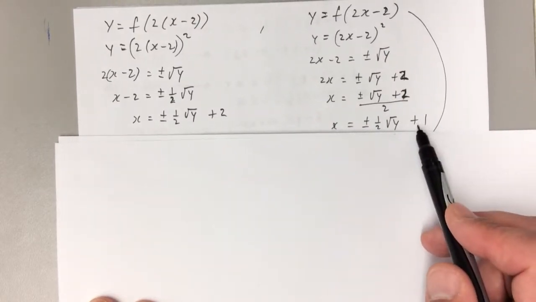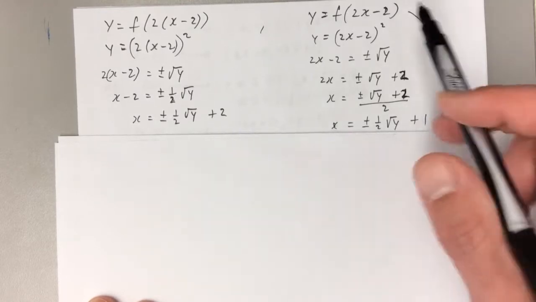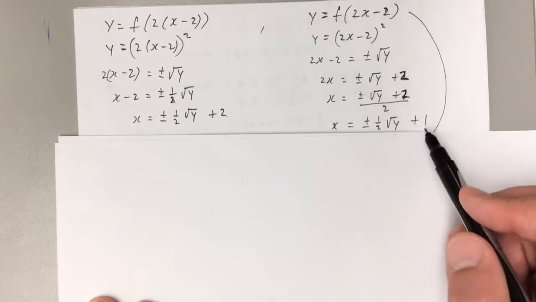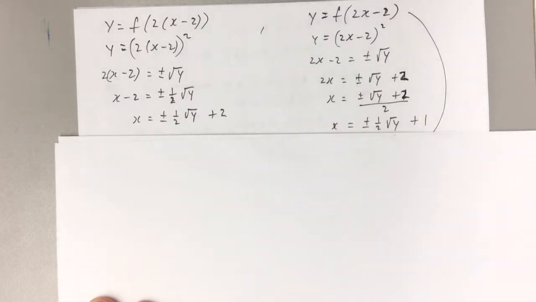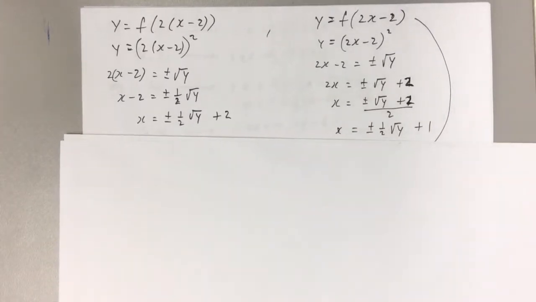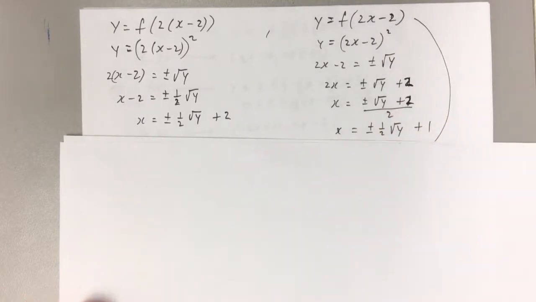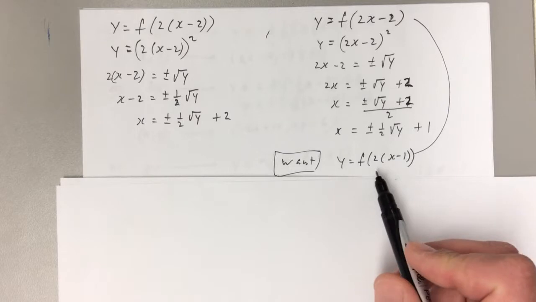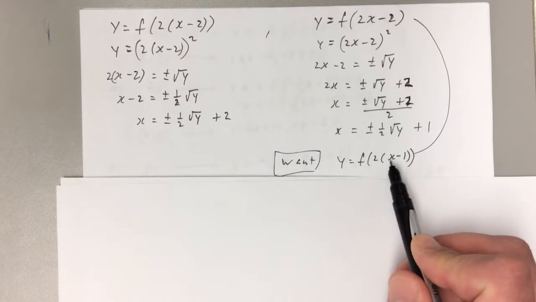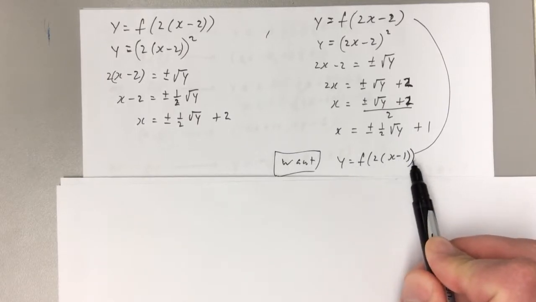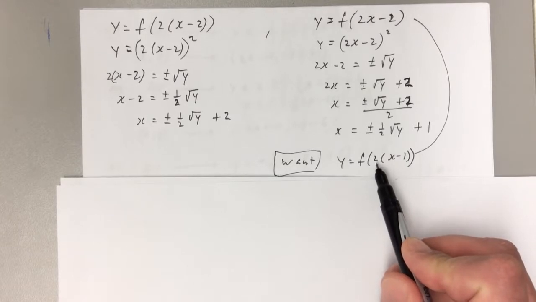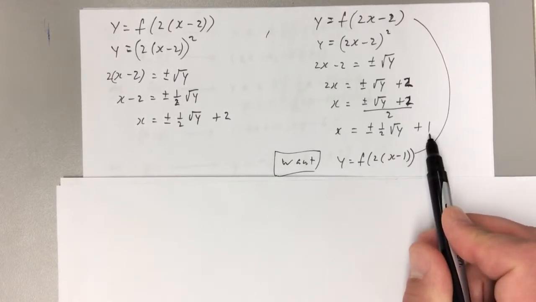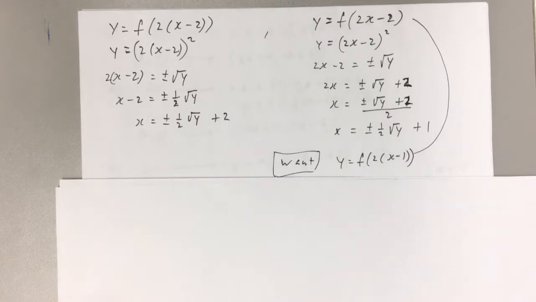But it's only been translated to the right by 1. So this minus 2 here did not mean translate to the right 2. It was 1. So in order to get the proper effect, you need to make sure that the inside of this is factored, and we want it in this form. Okay, so y equals f of 2 bracket x minus 1. And now you've got a horizontal stretch of 1/2 and a horizontal translation of 1 to the right, which is what this is supposed to give.